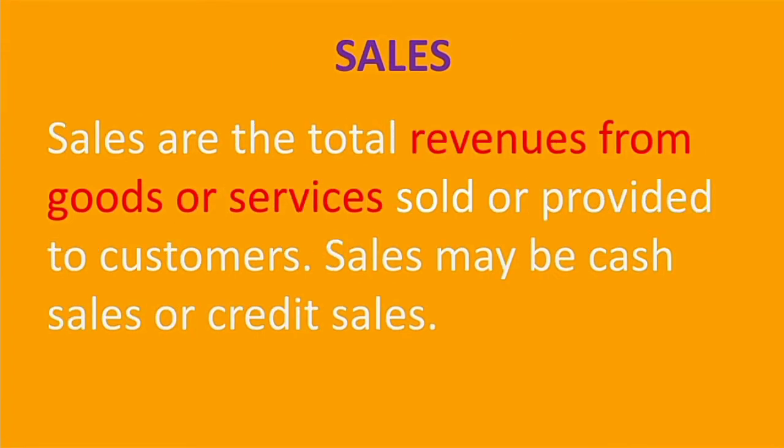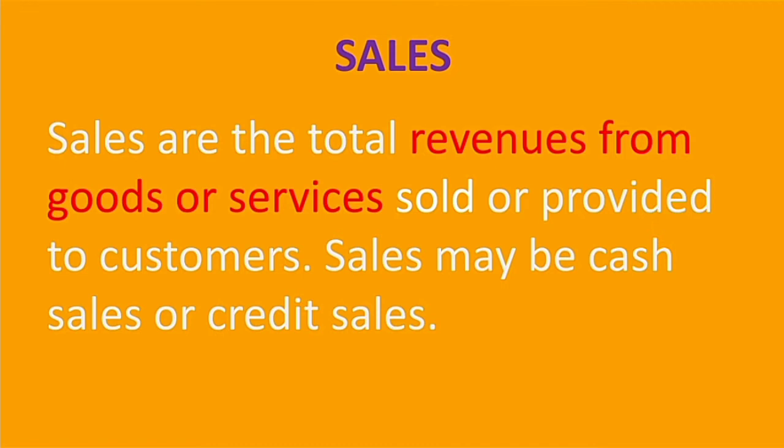Then the next one is sales. Sales are total revenues from the goods or services sold or provided to customers. That means sale of goods. Only the sale of goods can be termed as sales. And the sale of other items like sale of old newspapers and magazines, sale of any assets which were used by the business, etc. are not sales. Only the sale of goods can be termed as sales.